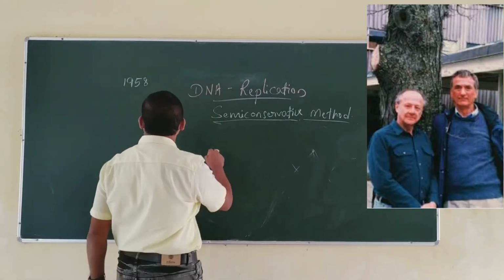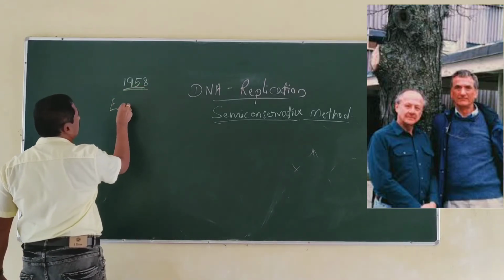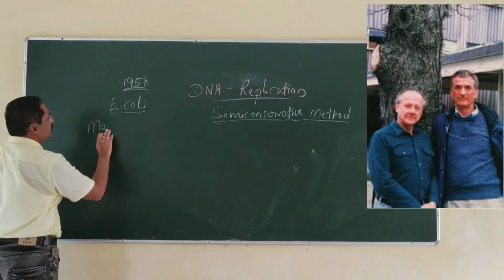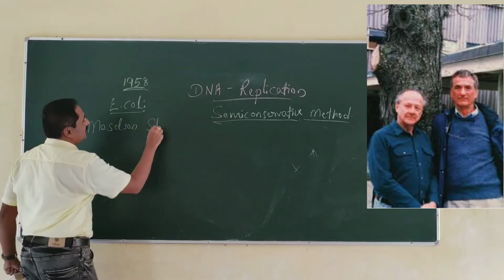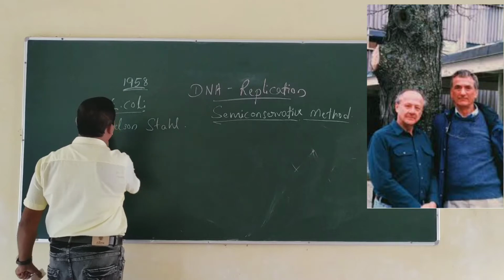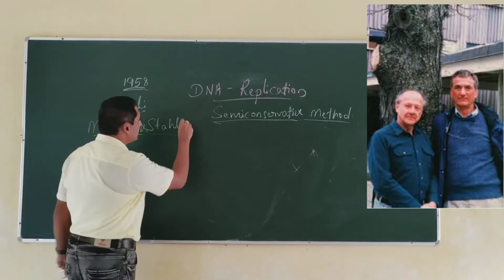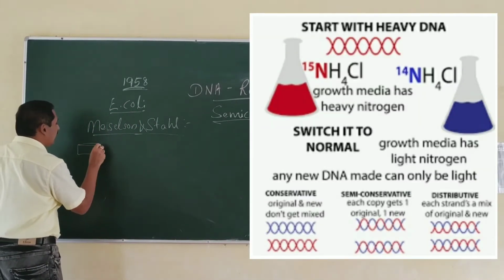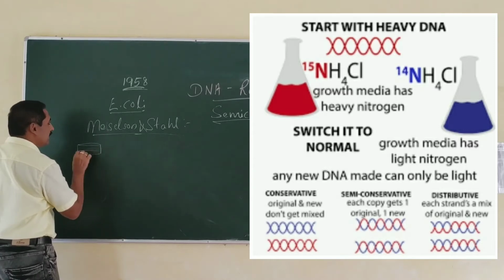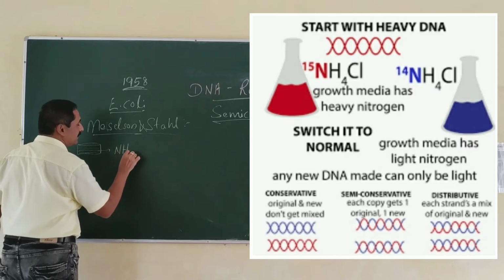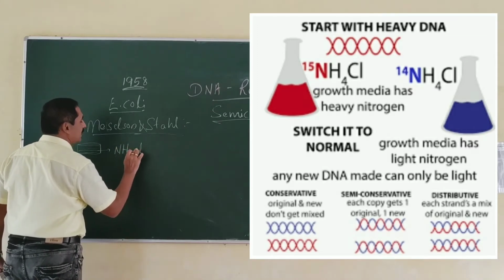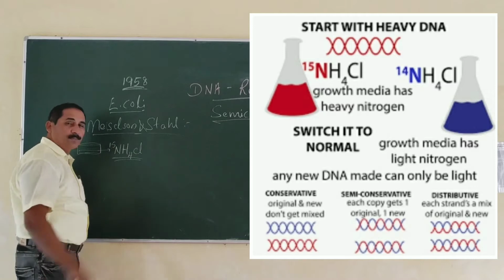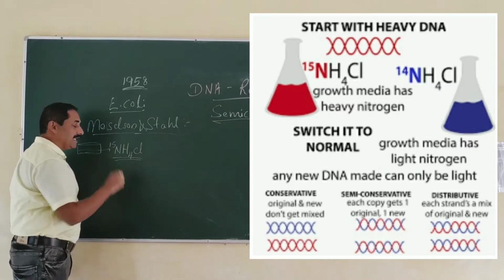Meselson and Stahl did the experiment on E. coli bacteria, Escherichia coli, so this is also called the Meselson and Stahl experiment. Meselson and Stahl grew E. coli bacteria in a medium containing a heavy isotope of nitrogen, N15, in the form of NH4Cl. It is not a radioactive isotope. It is a heavy isotope of nitrogen, in NH4Cl.